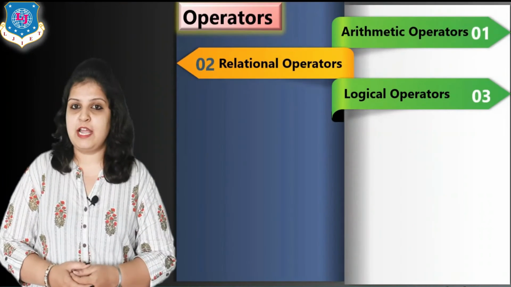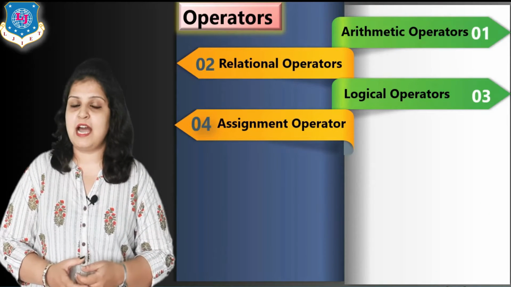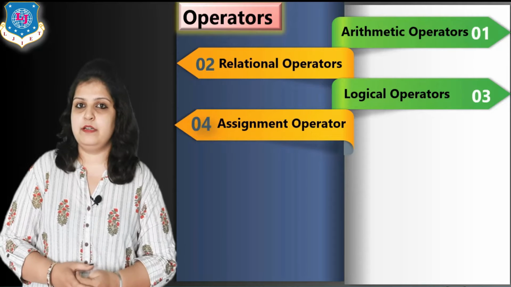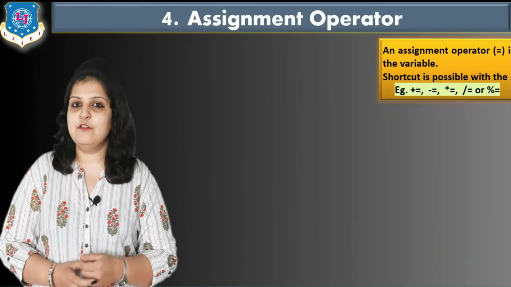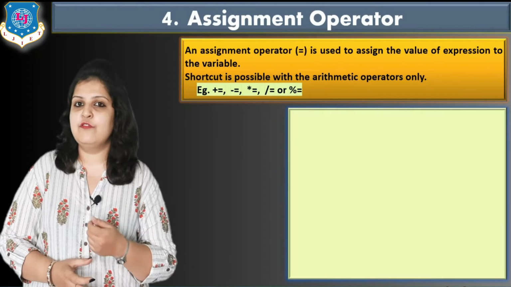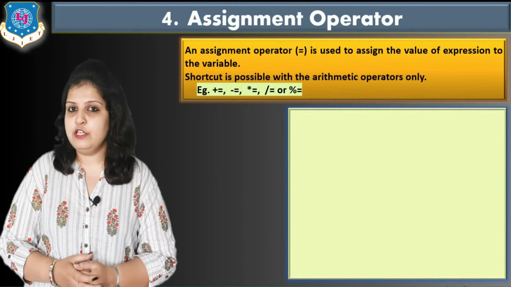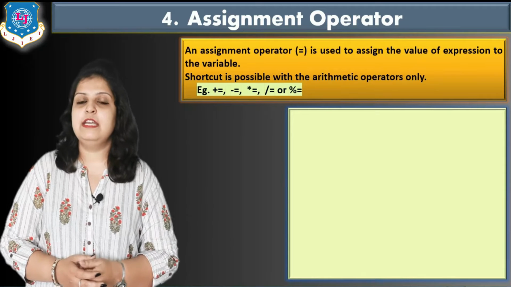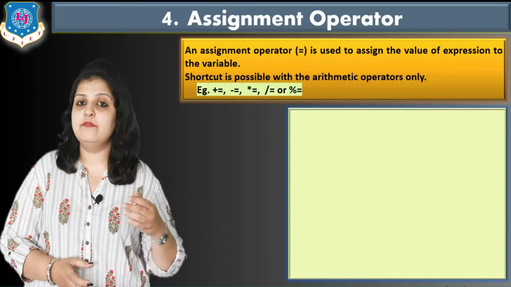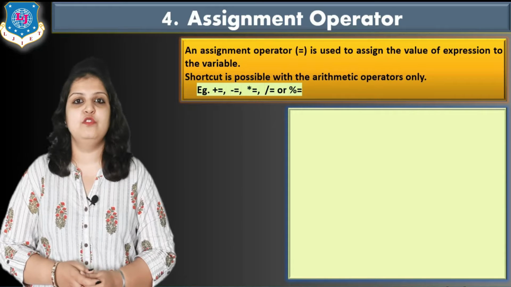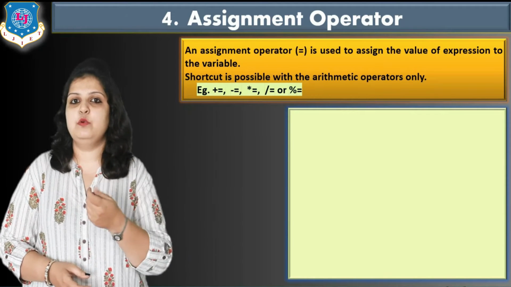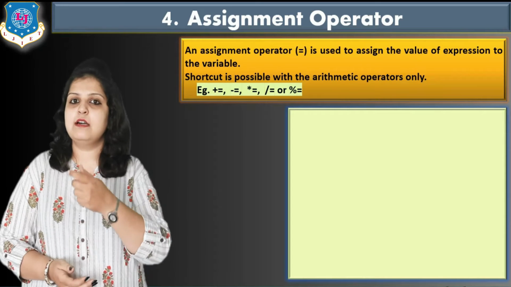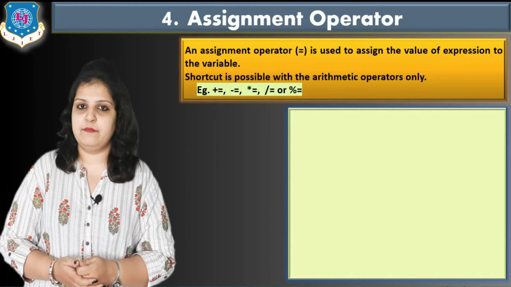Today in this video lecture we are going to start with the fourth operator, and that is the assignment operator. The sign of the assignment operator is the equal to sign. And what is the use of the assignment operator? It is used to assign a value or an expression to a variable. How? Suppose I am writing a is equal to 10, then it is called assigning a value to our variable.